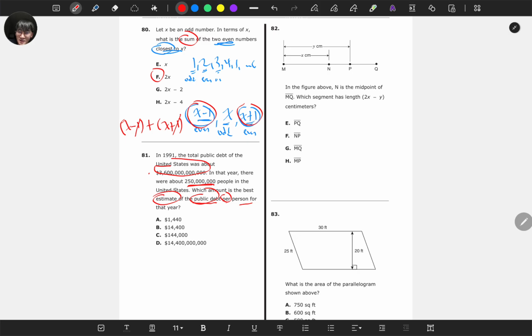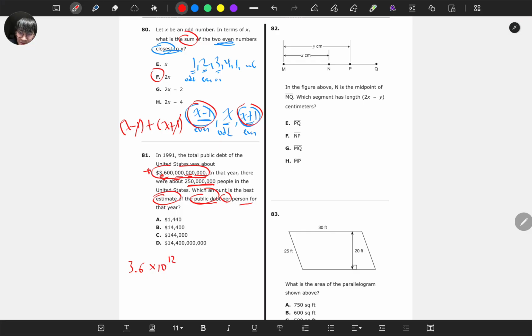So that means I'm going to take this debt, the public debt is this, right? So what is this number? That's a huge number. A main topic that this covers is scientific notation. I can remember how I was counting earlier. I said this is 3, 6, 9, 12, right? So I could think about this as 3.6 times 10 to the 12, right?